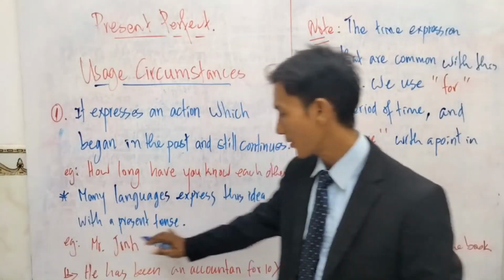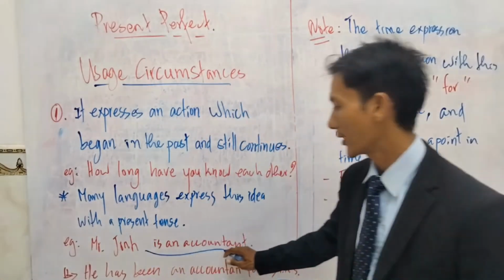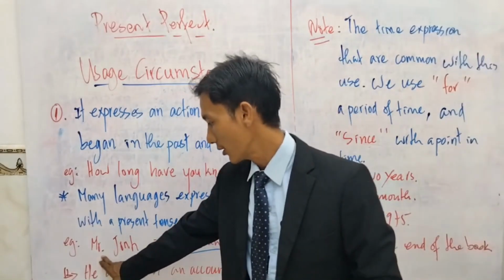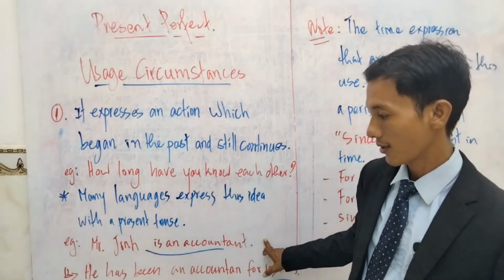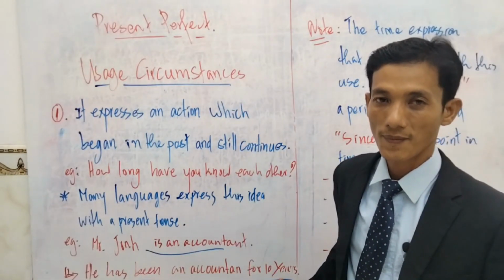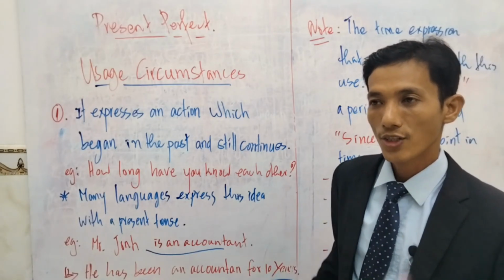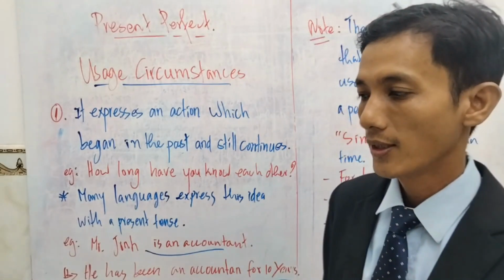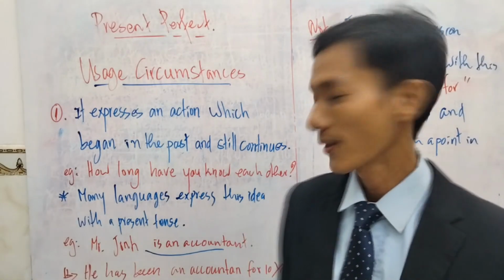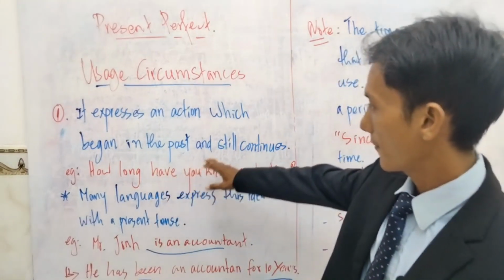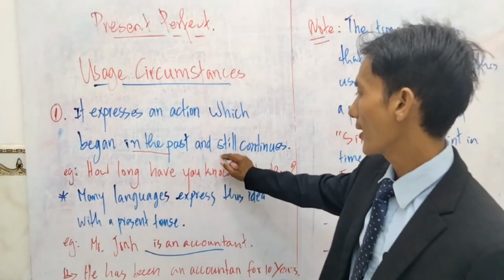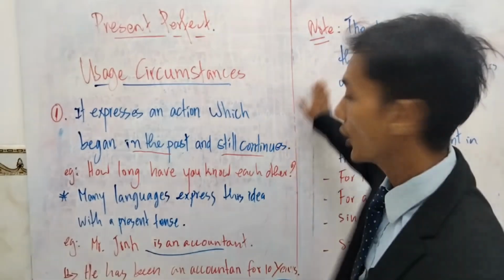If it talks about the present tense, Mr. John is an accountant. Many languages express this idea with a present tense. So let's see the next example. He has been an accountant for 10 years. So Mr. John has been an accountant for 10 years, and now he's still an accountant. These actions begin in the past and still continue.